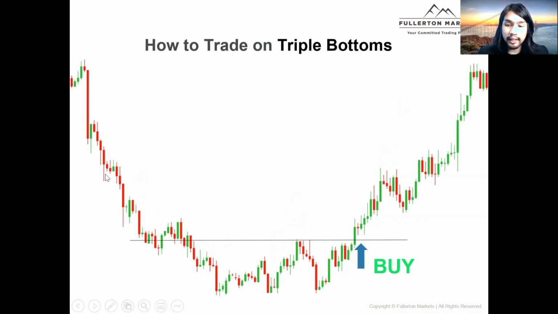Once again, here we have the first bottom, second, and third. We have established a neckline here. Okay, this is now the neckline. Instead of it being down here, this is the neckline because it was the highest area. All right, that formed the triple bottoms.